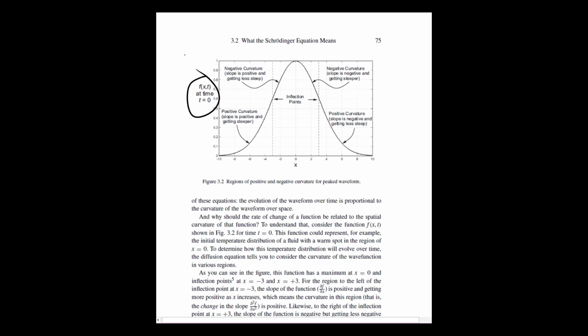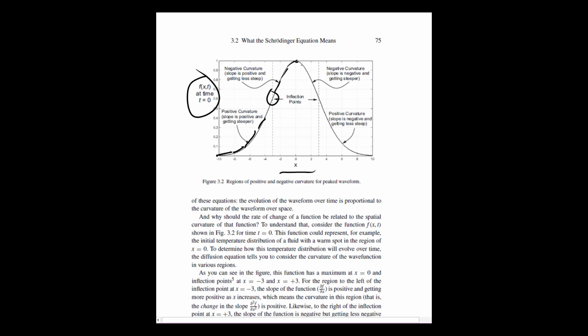We're looking at time t equals 0. And this function has some curvature along the x-axis. Notice the slope is positive here and getting steeper. That means positive curvature. The change in the slope is positive, going from small positive to bigger positive. Past this inflection point, the slope is positive, but getting less steep. So therefore, the second derivative is negative there, because the slope is becoming less positive.